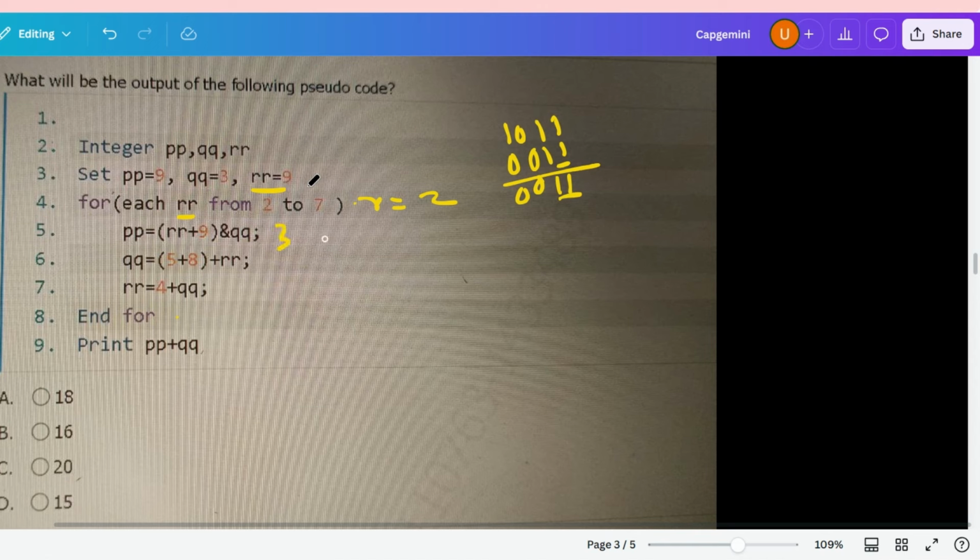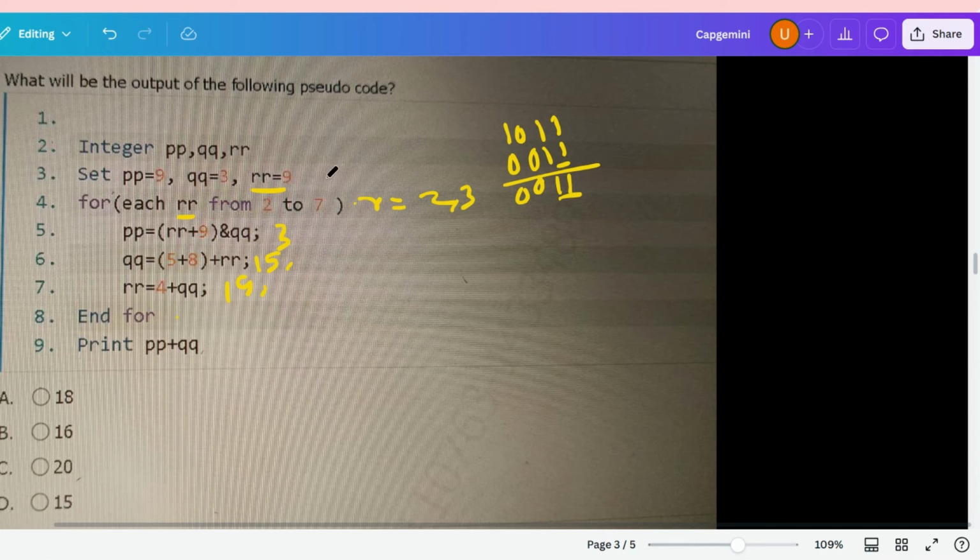Then q is equal to 5 plus 8, that is 13, plus r. 13 plus r, where r is 2, is 15. And then r is equal to 4 plus q, so 4 plus 15, that is 19. In the next iteration this becomes 3.